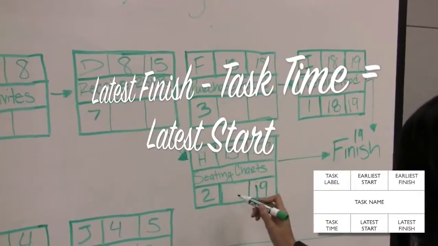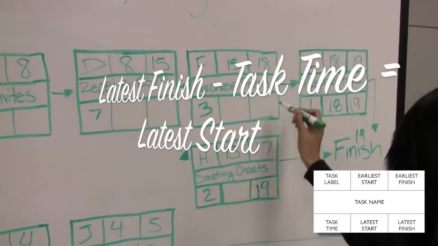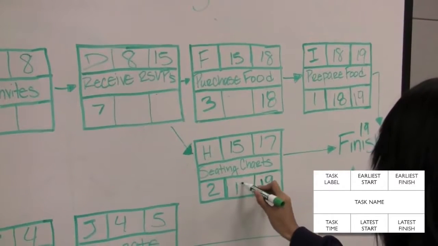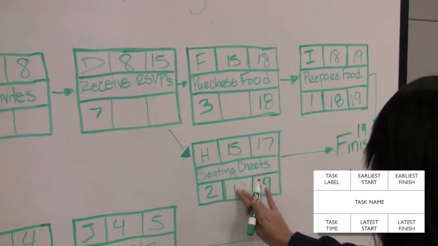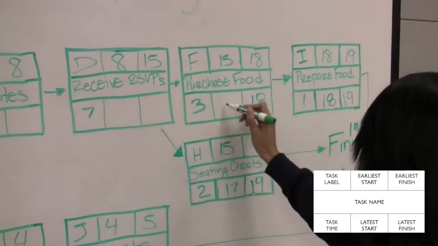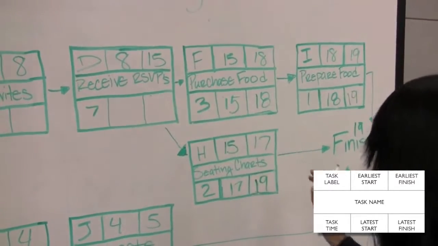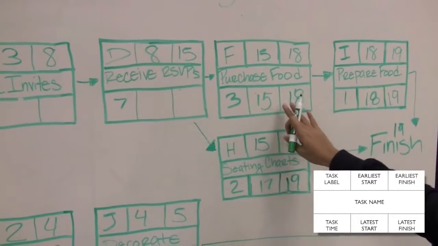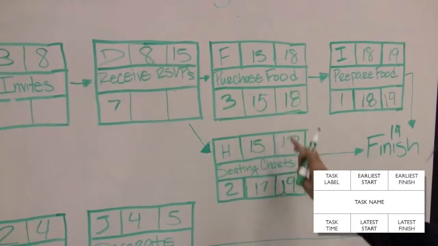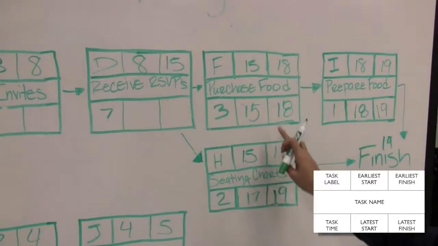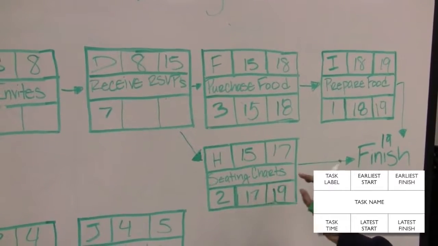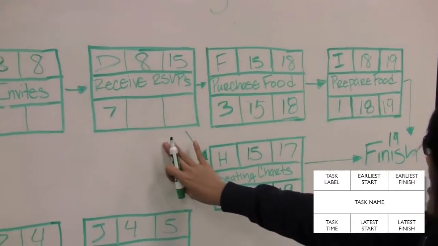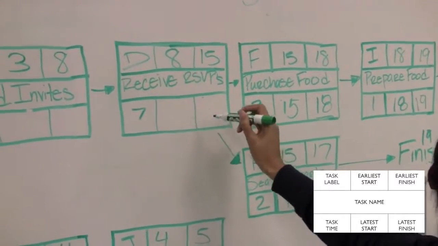And repeat the steps. Now that we see that the latest start times for purchasing food and for seating charts are 15 and 17, you want to select the smallest number for task D and put that in the latest finish.